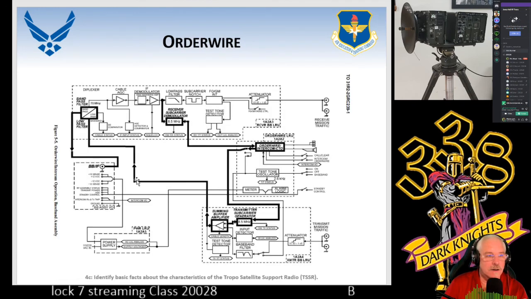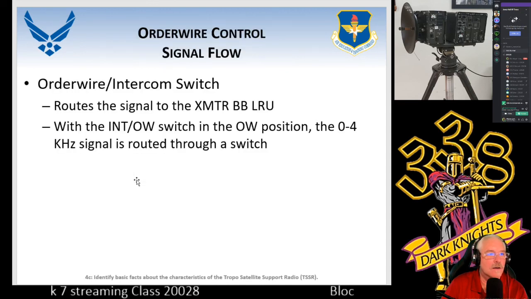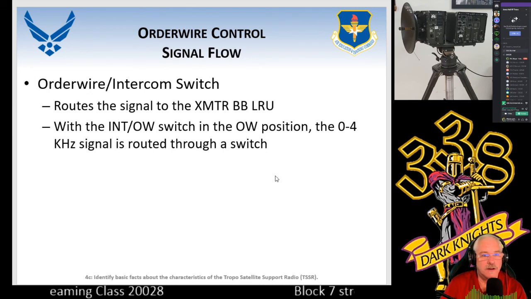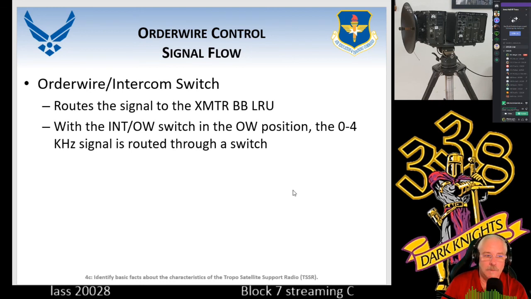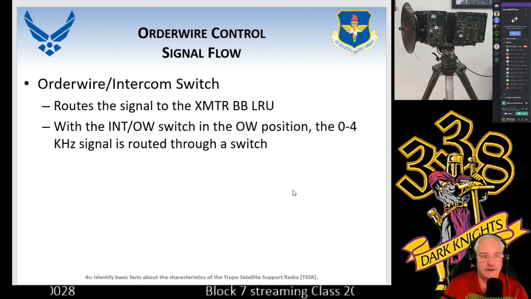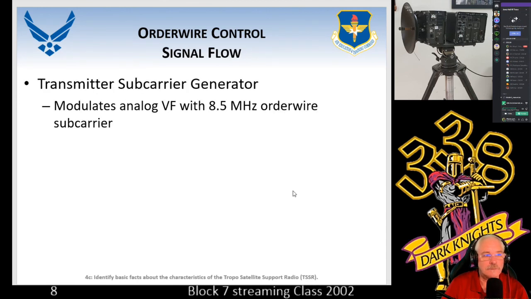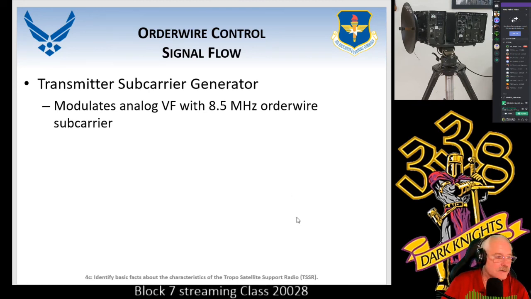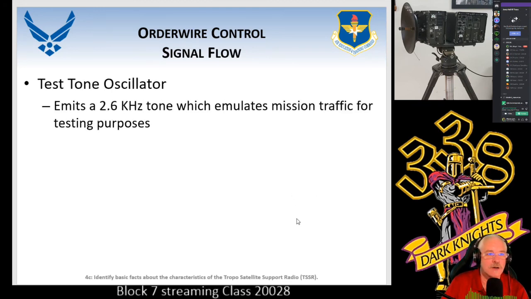So let's take a look at some of the information that we have for you. You can see that it routes the signal to the transmitter baseband LRU, intercom order wire switch, in the order wire position to talk to the distant end. Transmitter subcarrier generator, again, that's where you're going to modulate and get that signal out to the distant end. There's also something called test tone oscillator.